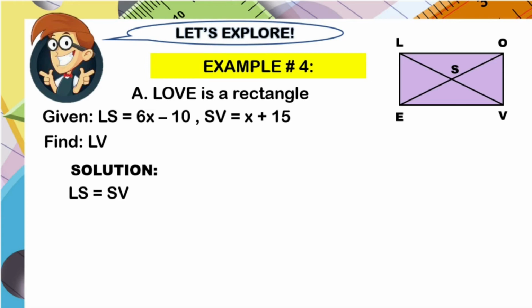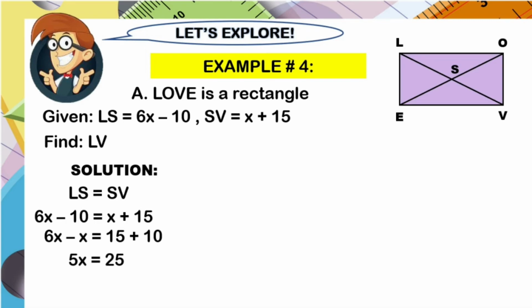Substituting the value of segment LS, which is 6x minus 10, and segment SB, which is x plus 15, we have the equation 6x minus 10 is equal to x plus 15. Using the addition property of equality, we add negative x and 10 to both sides of the equation. Thus, we have 6x minus x is equal to 15 plus 10. Simplifying the equation, we have 5x is equal to 25.